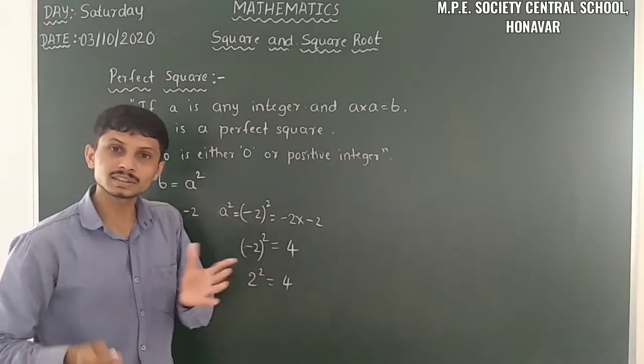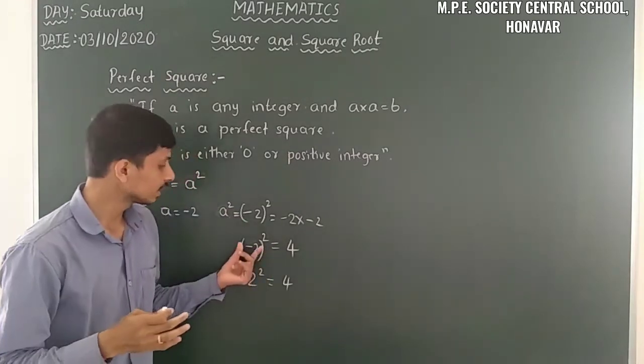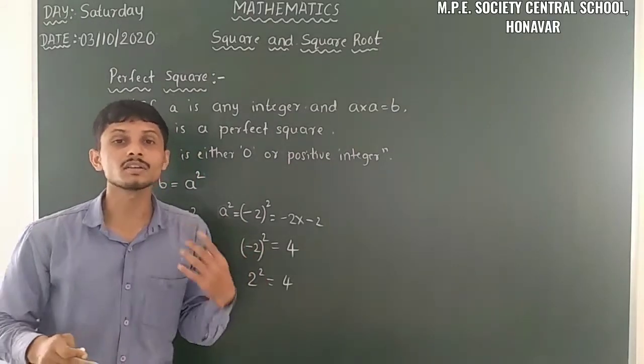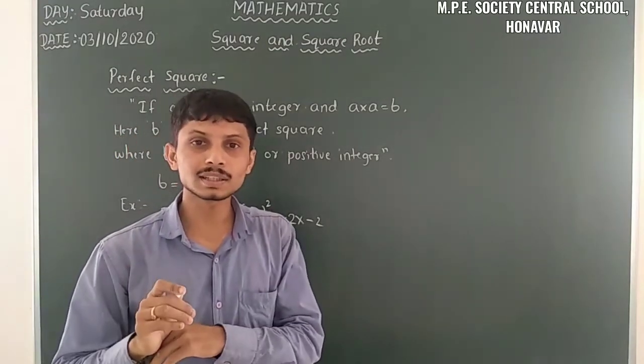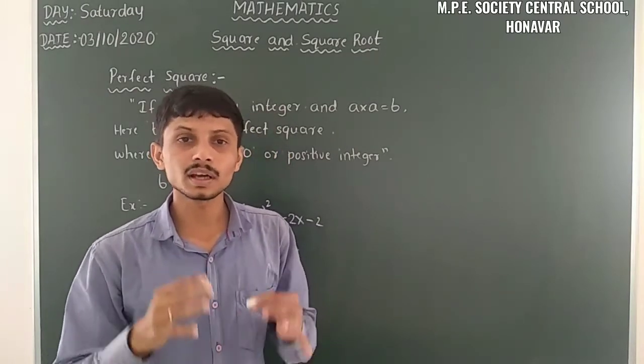So you just observe, this is a miracle of the square and square root. Here in the squares, minus 2 squared and 2 squared are always the same. Minus 3 squared and plus 3 squared are always the same. Minus a squared and plus a squared are also the same.